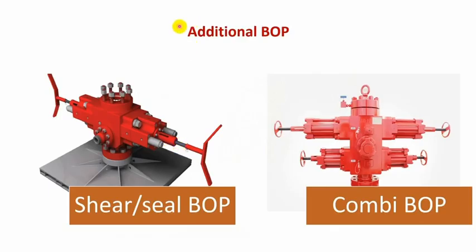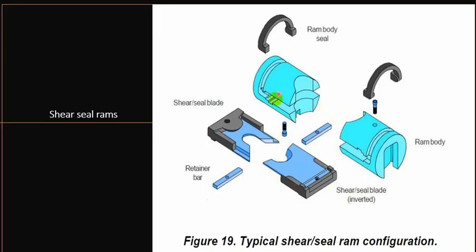These are different types of BOP. It can be combi. Combi BOP consists of shear seal ram and the pipe slip ram. Shear seal is a combination of shear ram and seal ram. Slip pipe ram is a combination of slip ram and pipe ram. It may be only shear seal ram, not combi. This is a shear seal ram. As you can see here is the shear blade and the seal face. This is the black rubber. This is inverted ram.